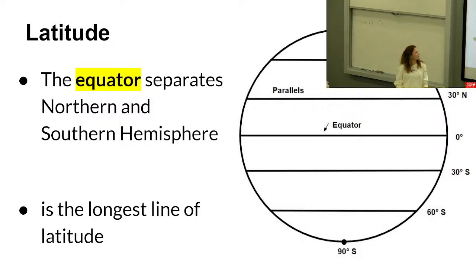The equator also separates the northern and southern hemispheres. So we talk about the hemispheres a lot in our later labs. So this is where that idea comes from. It's separated by the equator.